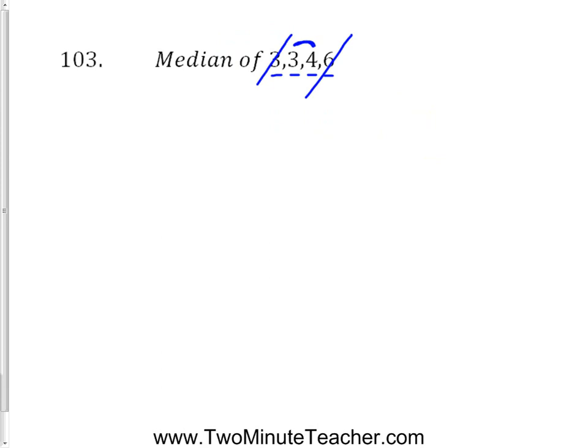All right, in this case, I have 2 numbers in the middle, so I average them. The average of 3 and 4, add them together, divide by 2. 7 divided by 2 is 3.5. Probably could have done that in your head. So now again, median means the middle one.